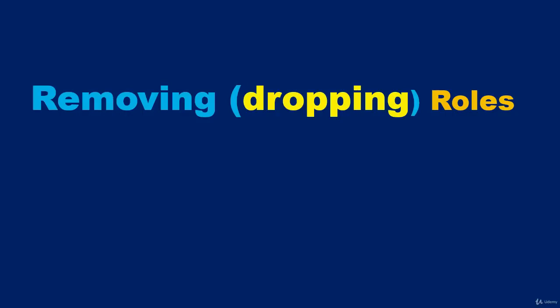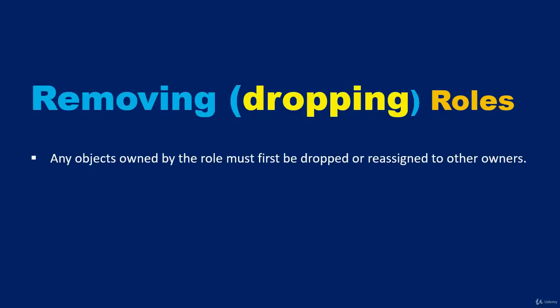Hello there. Before you can remove or drop any roles, there are things that you need to check before the removal can take place. This is because roles can own database objects, and that in turn can hold privileges to access other objects. So before you can drop a role, you need to first of all check to see if any objects that are owned by the role have been reassigned to other owners, and also any permissions granted to the role must be revoked.